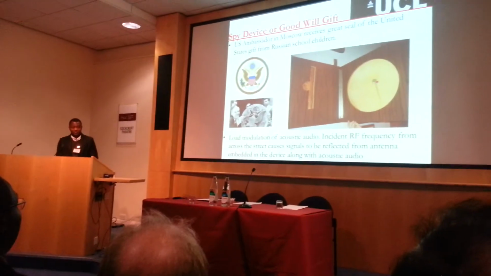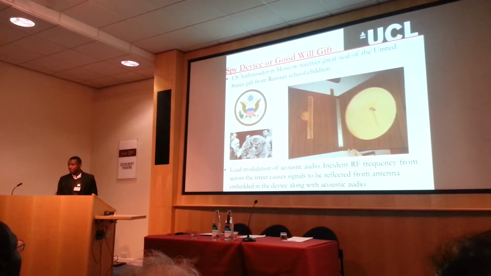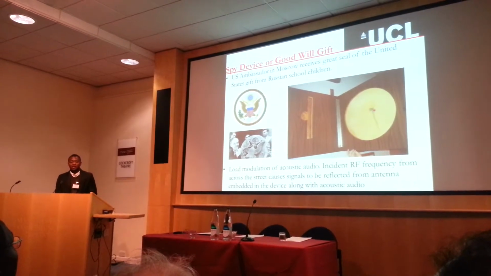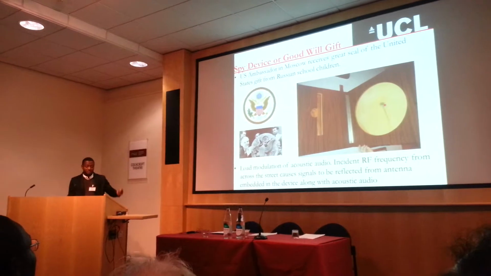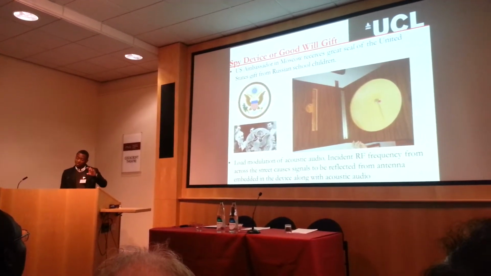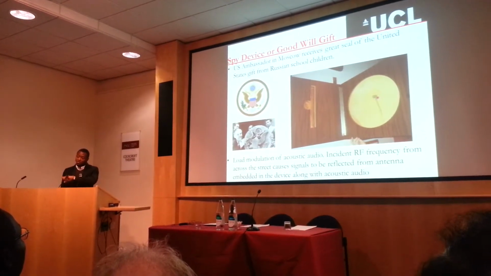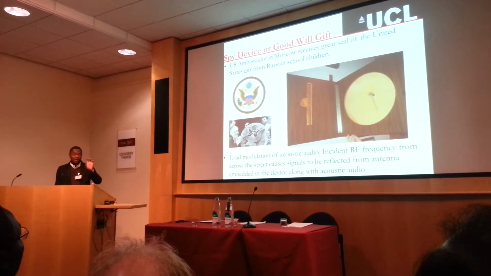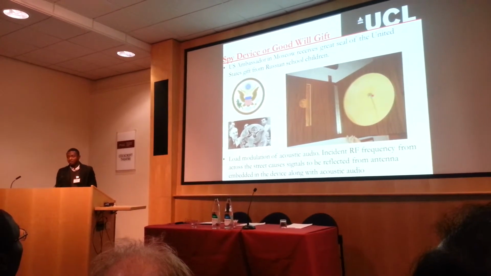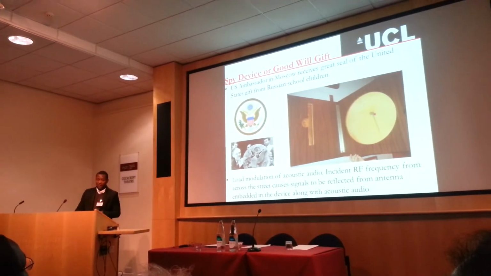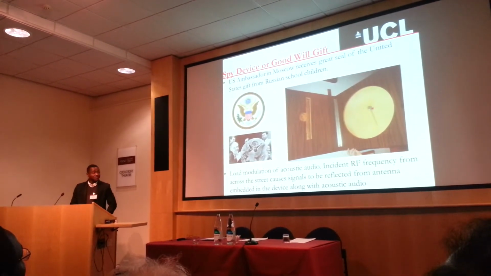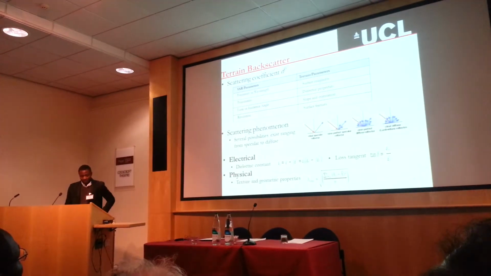In 1945, the Soviet inventor Leon Theremin presented a gift to the United States ambassador in Moscow. He hid a device in this great seal, but essentially once incident energy was shone from across the street, it was able to pick up everything that was discussed in the ambassador's office. So I guess the NSA spying did not just start now.